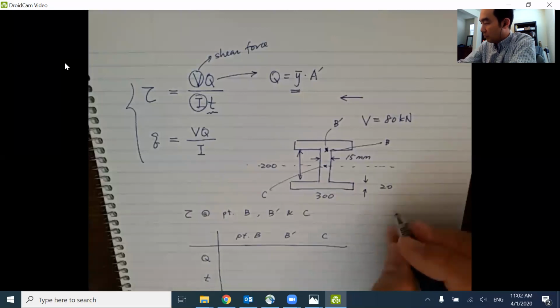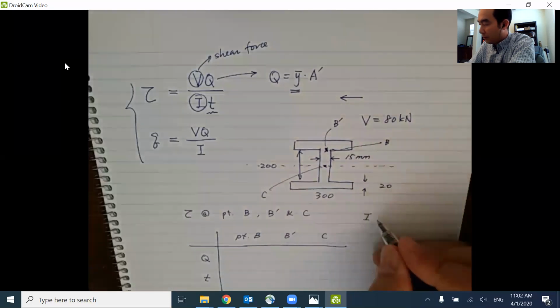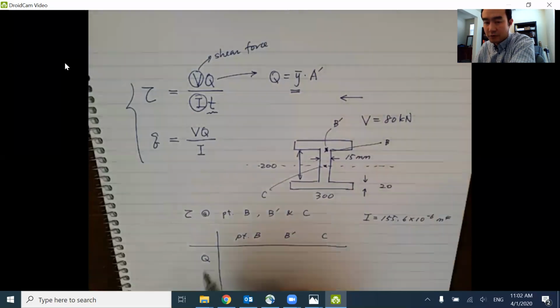So the moment of inertia will be, based on the calculation, I got 155.6 times 10 to negative 6 in meter to the 4th. Okay, so I'd like to focus on the Q calculation, which is the first moment of area. And then T, which is the thickness. T is easier, so let's start with that.